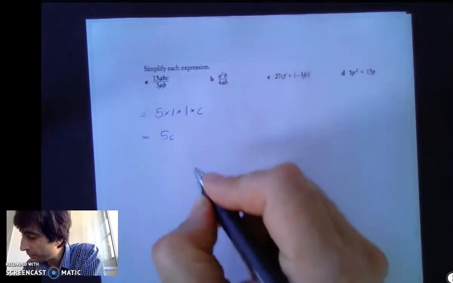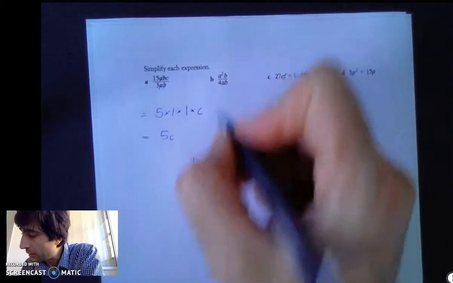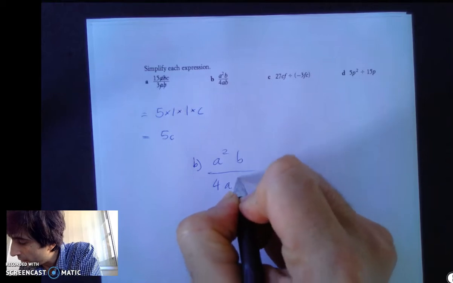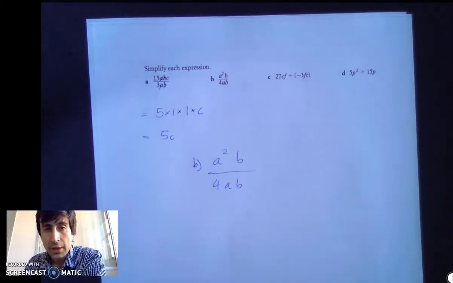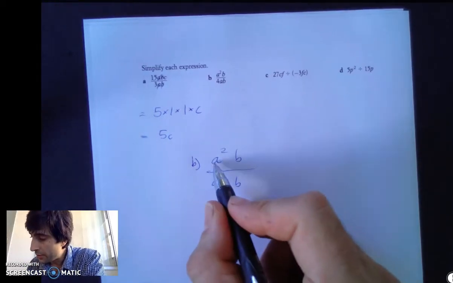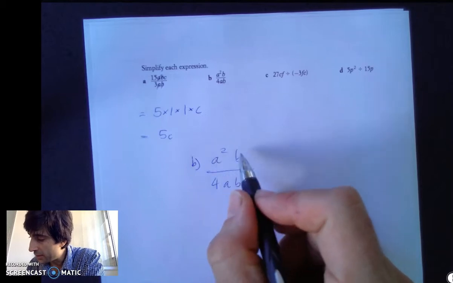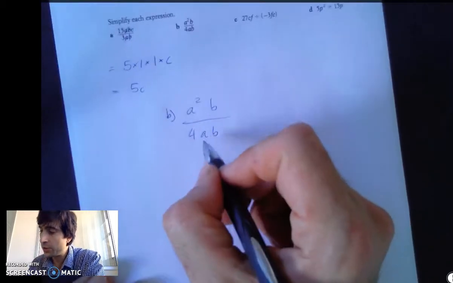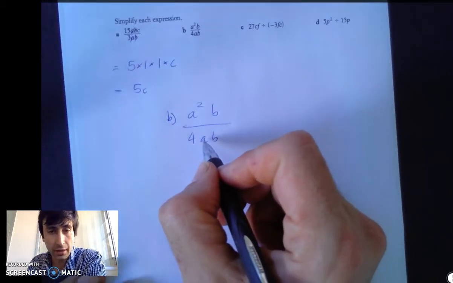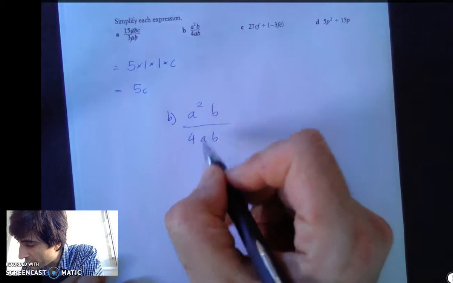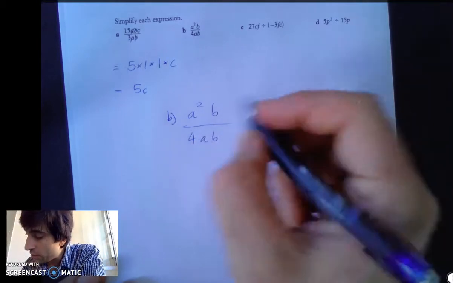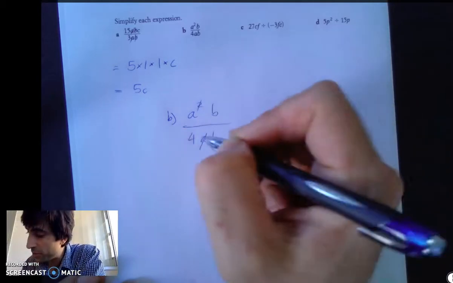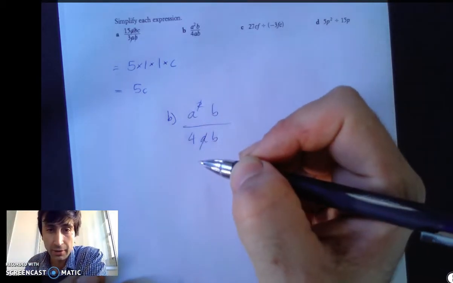So let's do another one. Let's do B down here. A squared B over 4AB. Now, straight up I look at the top, I see I've got A's and A's, B's and B's, but I've got A squared up here, and I've got just A down here. So I've got 2 A's up the top, 1 A down the bottom. So what I'm going to do is take 1 A from the bottom, 1 A from the top, and we have 1 left over.